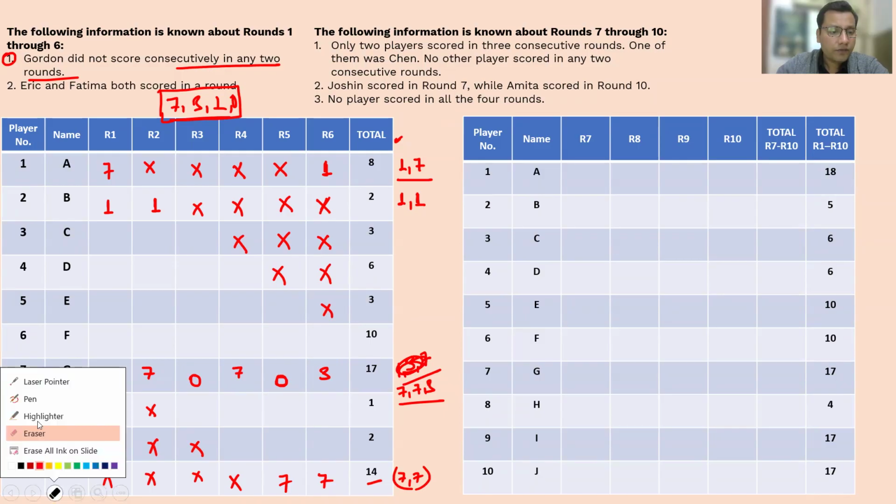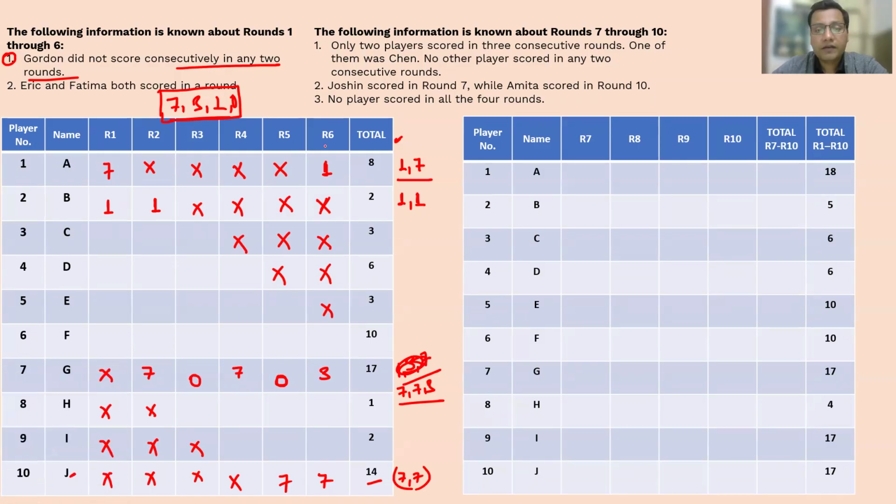Now, if you can observe, round 6 has all 3 numbers, 1, 3, and 7. So no other number will be allowed to enter. So this will be 0, this will be 0, and this will be 0. So I'm completely done with round 6.